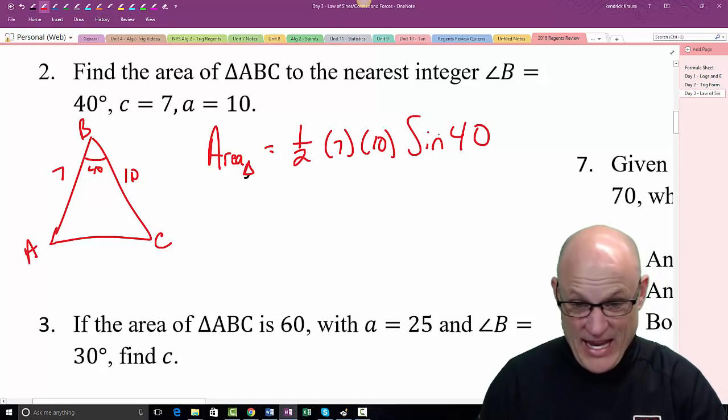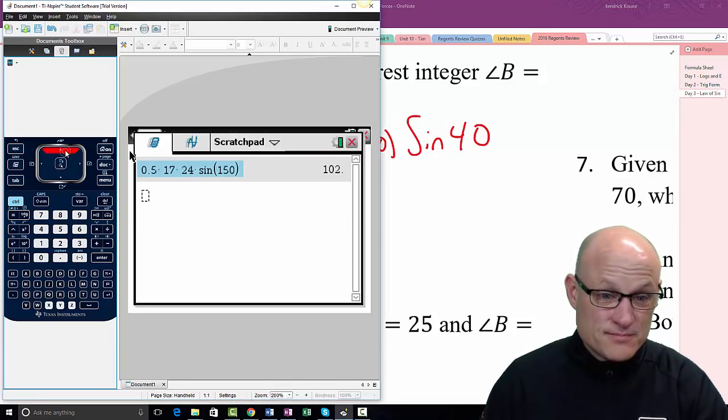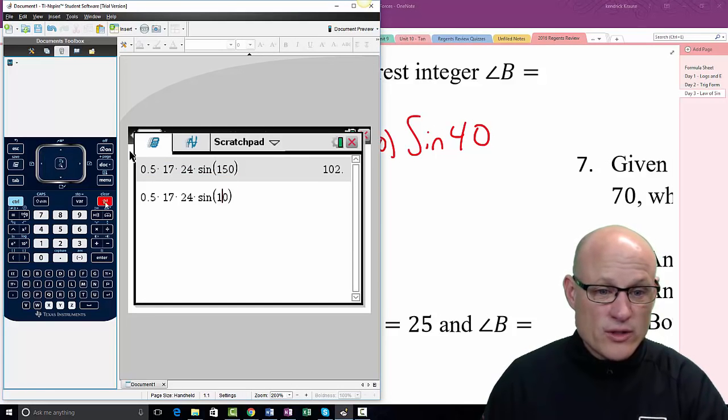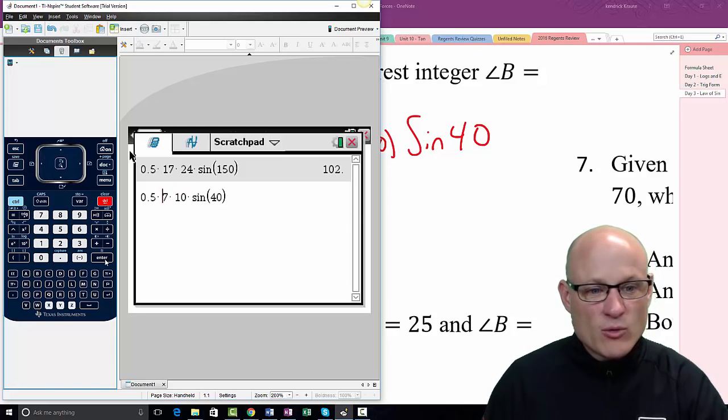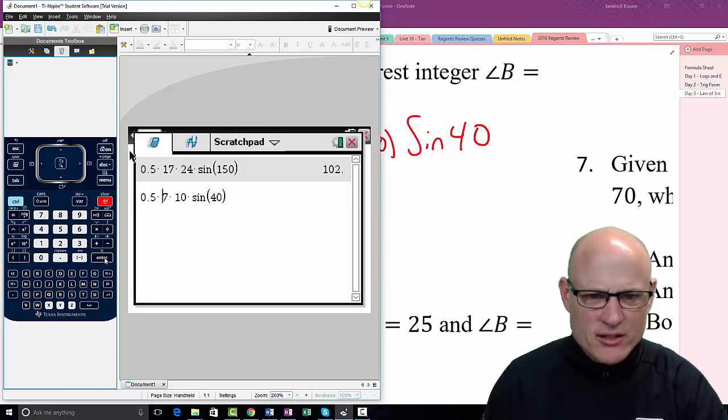And no, can't do this one in my head. It's close to this one, though. 40. The 10? I think it was 10, right? 10 and 7. Same thing. 1/2 times 7 times 10 times sine of 40. Probably would take me less time to just type it in. God, I'm lazy.